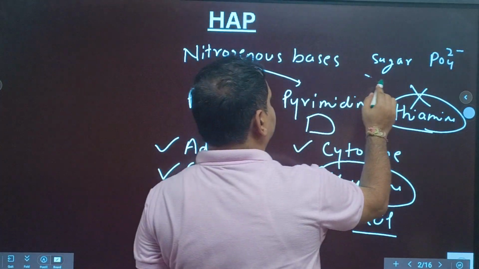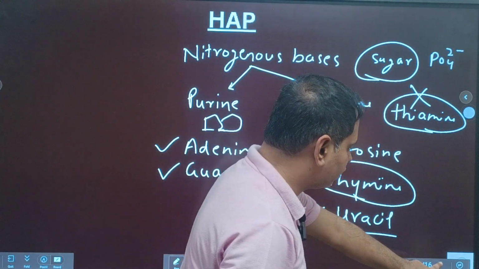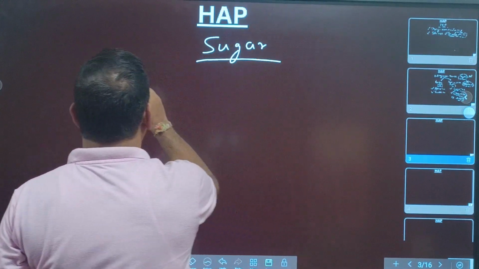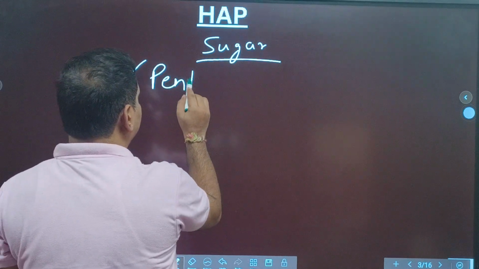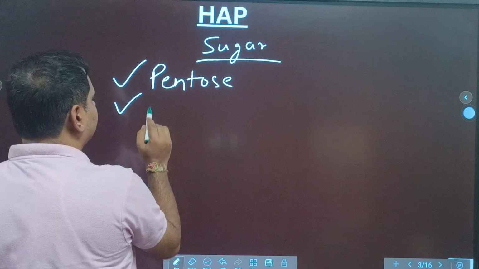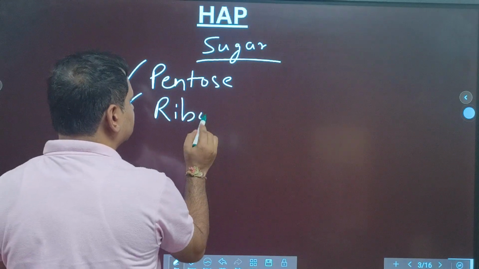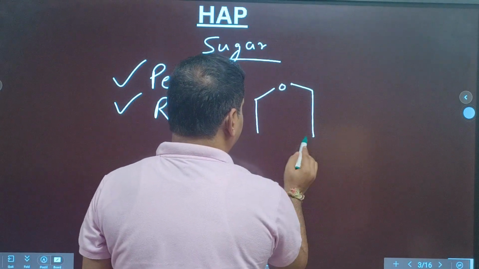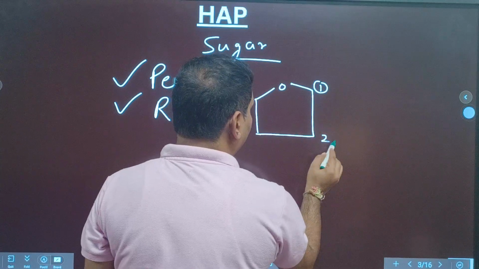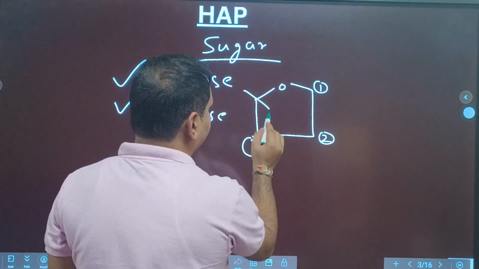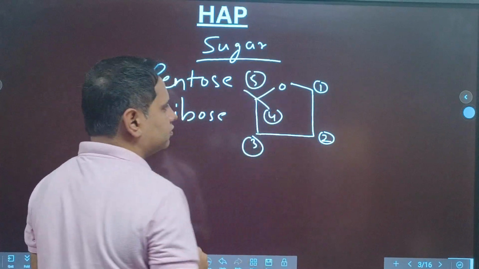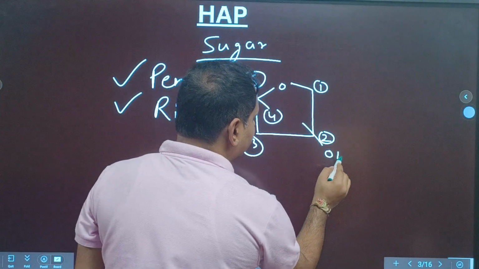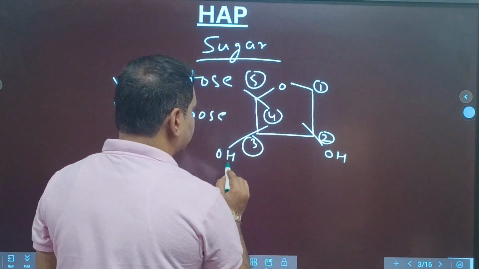Second part which is required is sugar. So sugar which is required is pentose. Pentose sugars, 5 carbons, and we also call it ribose, right? So if you see the sugar molecule, so 1, 2, 3, 4 and 5, right? This is the structure of your ribose. So there is a hydroxyl group, there is another hydroxyl group, this is the ribose.